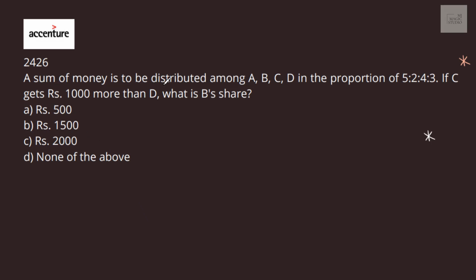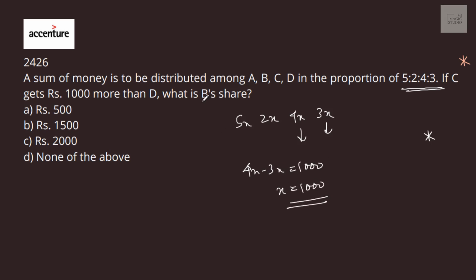A sum of money is to be distributed among A, B, C, D in the ratio 5:2:4:3. That is 5x, 2x, 4x, and 3x. If C gets 1000 more than D, that means 4x minus 3x is 1000. That means x is 1000. What is B's share? B's share is 2x. 2x is 2 into 1000. That is 2000, and that features in option C.